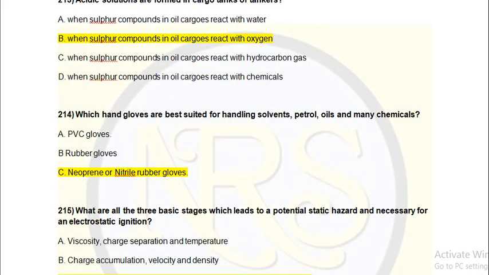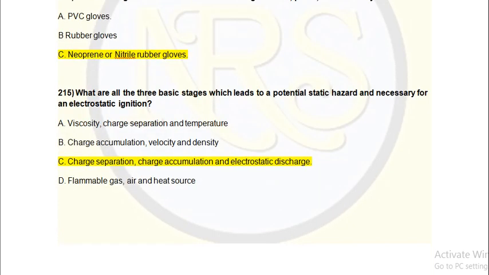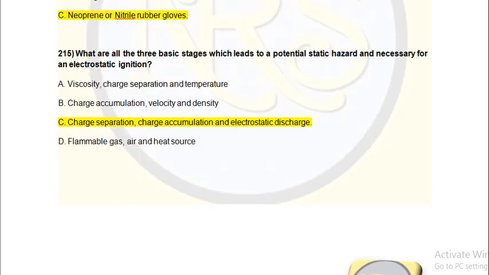Question number 214. Which hand gloves are best suited for handling solvents, petrols, oils and many chemicals? Option A, PVC gloves. Option B, rubber gloves. Option C, neoprene or nitrile rubber gloves. The correct answer is option C, neoprene or nitrile rubber gloves, to be used on chemicals and petroleum compounds. So the correct answer is option C for question number 214. Question number 215.